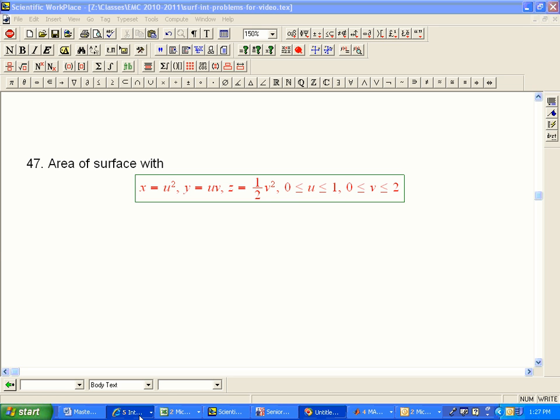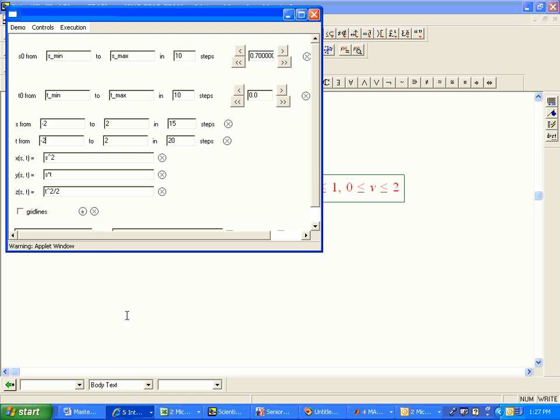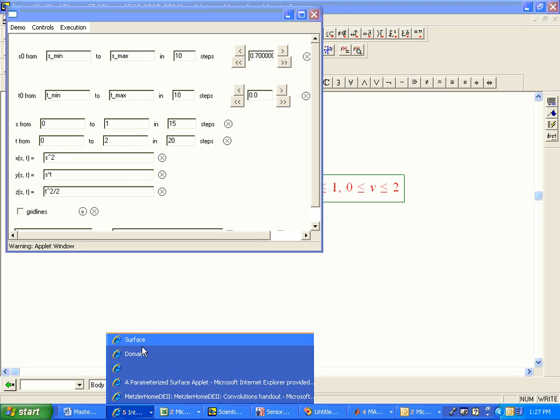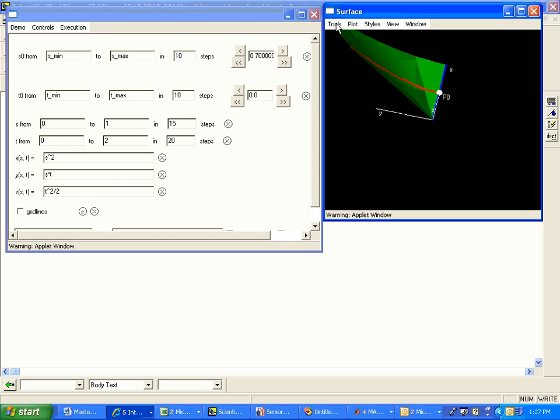What does that look like? Well, let's ask the applet first. I can put it in as s and t because that's how the applet does it. So let's see, 0 to 1 and 0 to 2. Oops, let's make sure. Okay, so let's see what that looks like. Well, it's a little weird. Let's rotate it around.